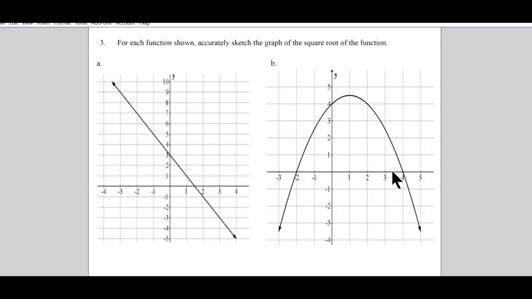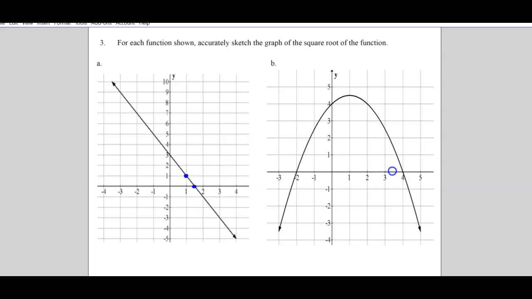So, linear function here. I always start with plotting the invariant points. First of all, nothing's going to happen for the x values over here because that's negative. I'm going to plot that invariant point, plot that invariant point. So you've got 2.